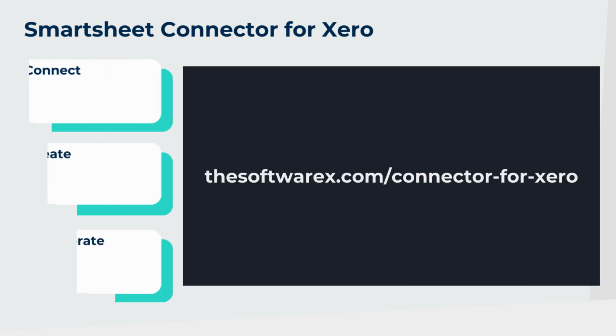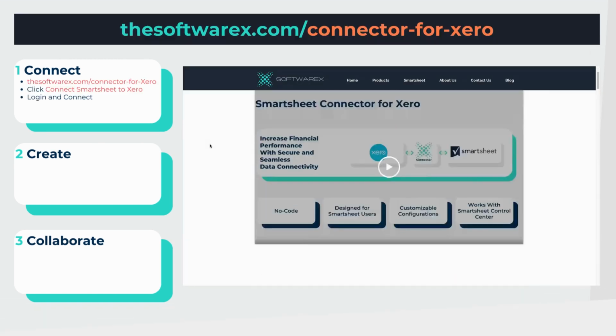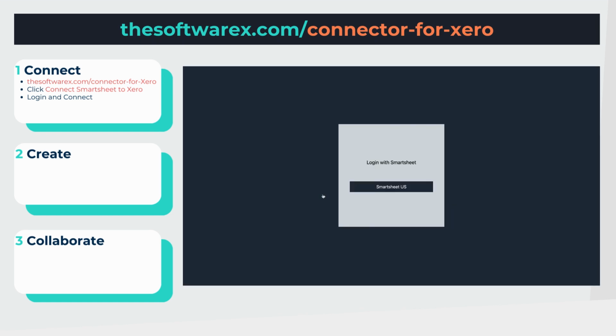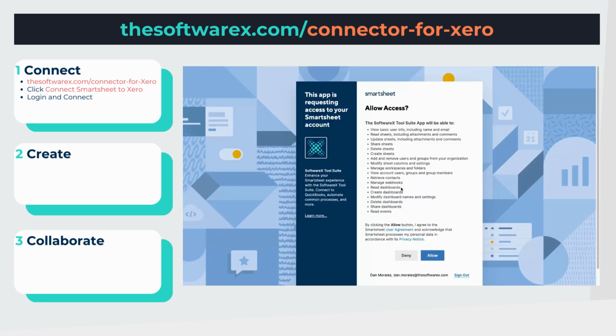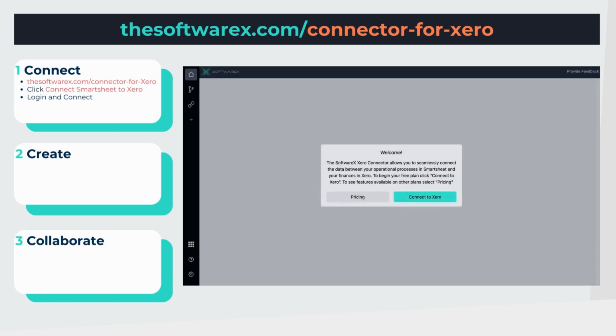So the first thing you're going to want to do is go to this URL you see on the screen and click Connect SmartSheet to Xero. From there, follow the on-screen prompts to log in to the SoftwareX app, start your free trial, and then connect SmartSheet to Xero. This connection setup is all about creating that initial handshake between the two platforms so that we can start pushing and pulling data as we want to.